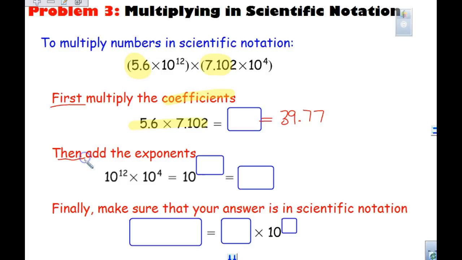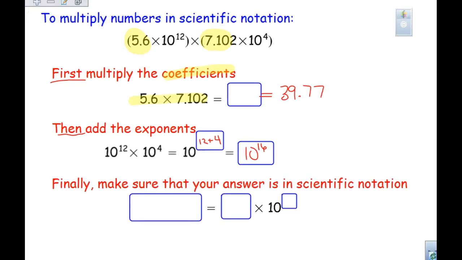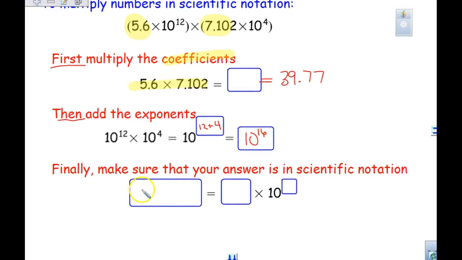The next thing it says, so the first step, multiply the coefficients. The next one, when we multiply our powers of 10, we are adding their exponents. So please write back here, 12 plus 4. This is where some of you on the quiz got confused on that exponent quiz, doing some of these. So we should have 10 to the 16th power. So right at this point, we are looking at multiplying, and we'd say that our answer is 39.77 times 10 to the 16th.